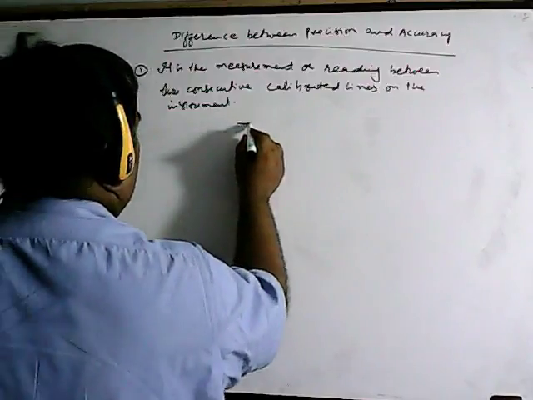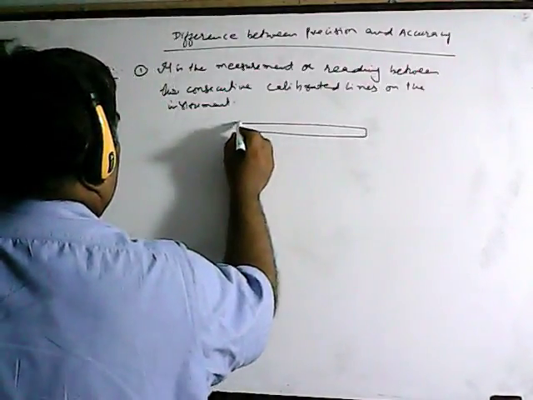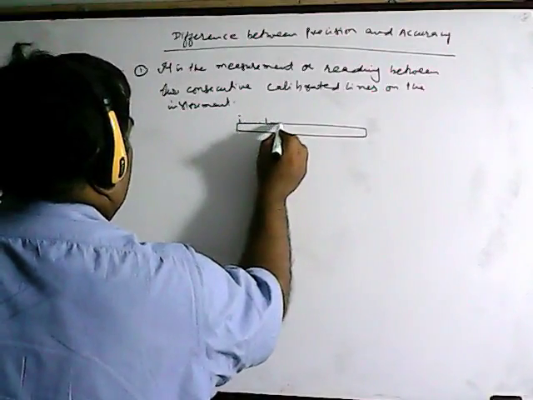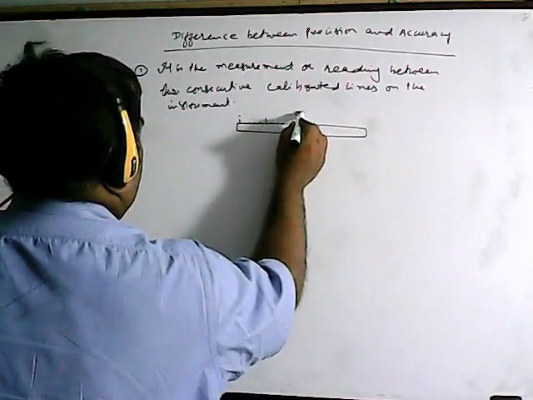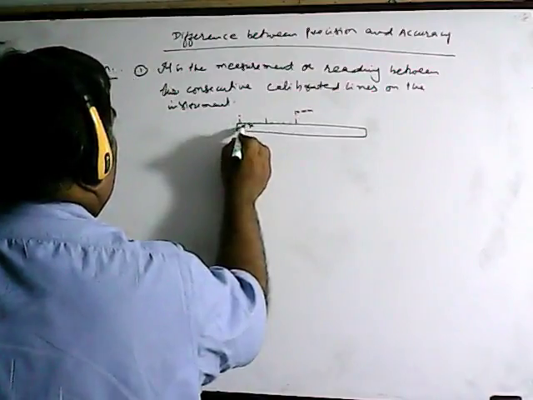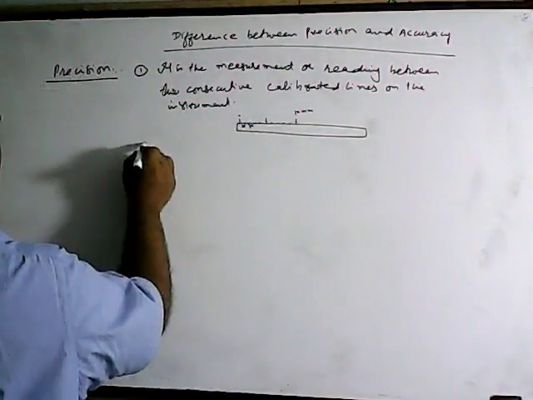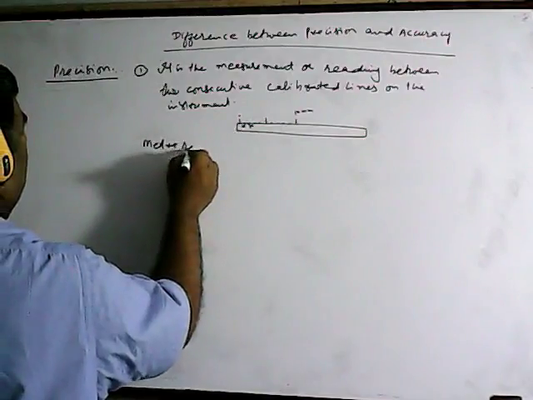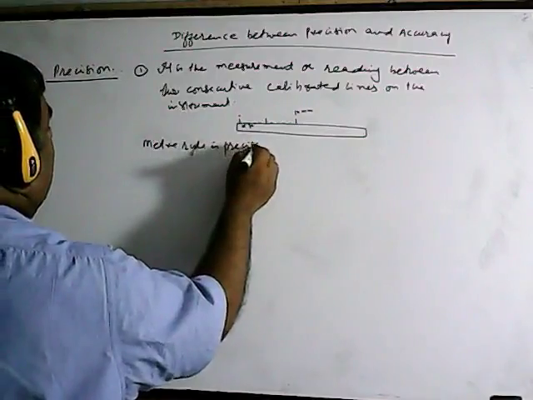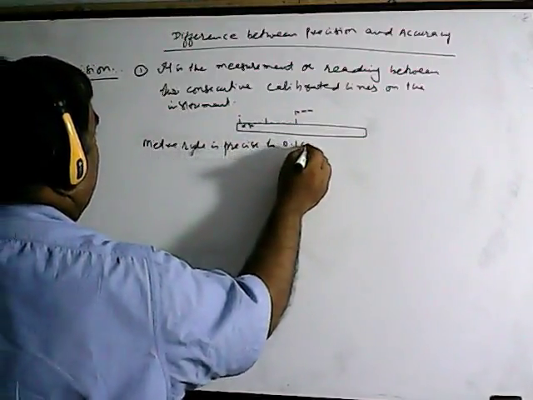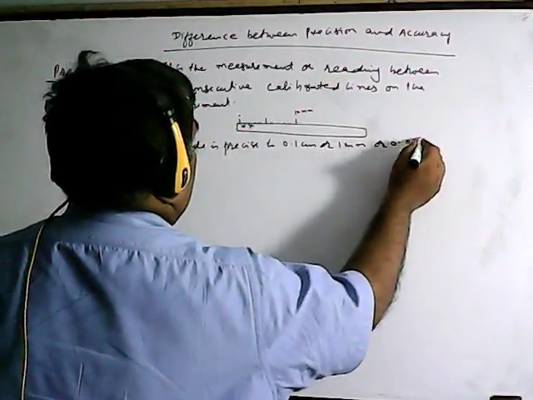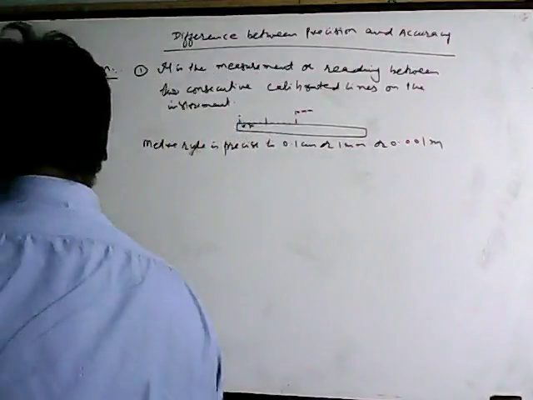For example, if you have a meter rule like this one, this is suppose 0, 1, 2, 3, 4, 5, 6, 7, 8, 9, 10, this is 10 millimeters. So the reading between these two lines is known as the precision. So I will say the meter rule is precise to 0.1 centimeter or 1 millimeter or 0.001 meter. This is the precision as far as the instrument is concerned.